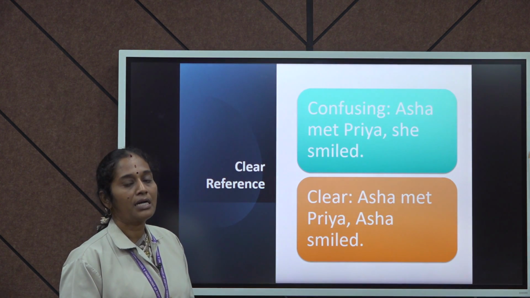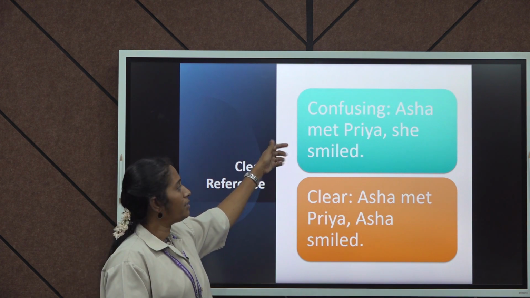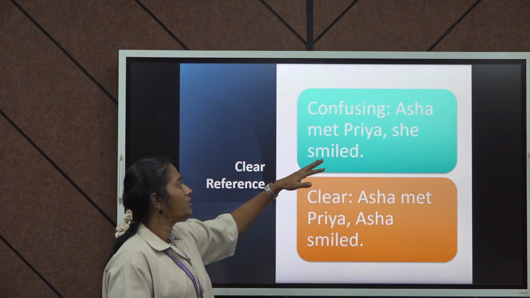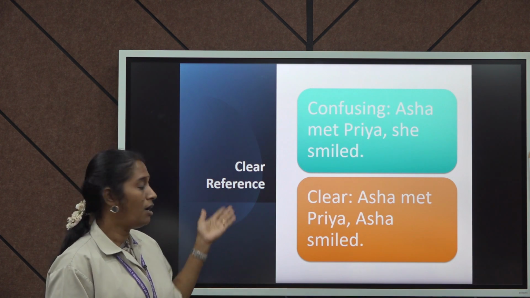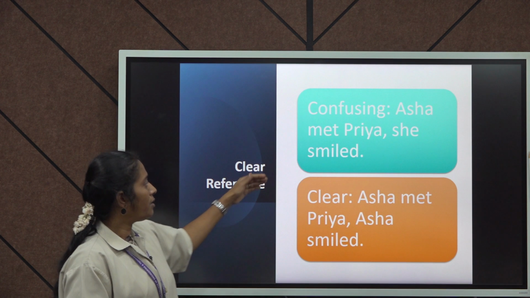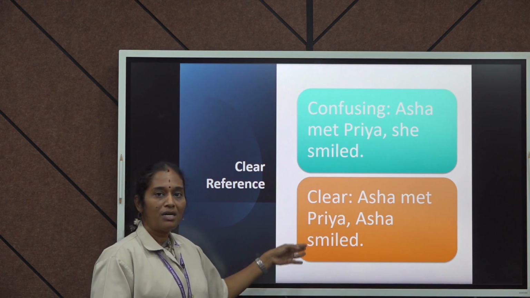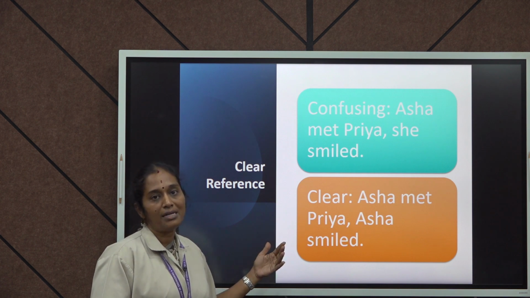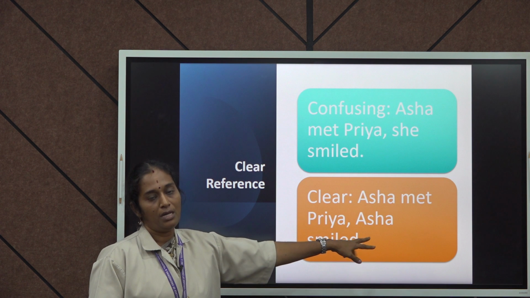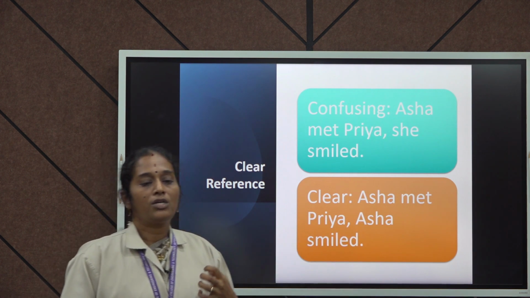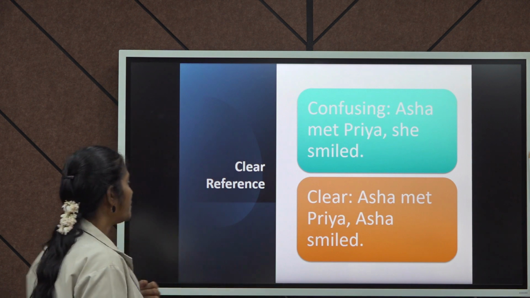Here I have given a clear reference. Here is a confusing one: Asha met Priya, she smiled. Here we have a doubt, who has smiled, whether Asha or Priya. Now look at the next sample of mine. Asha met Priya, Asha smiled. Now we can very well understand who has done the action with the help of the next word. This is how our talk should be clear whenever we speak. I move on to the next slide.